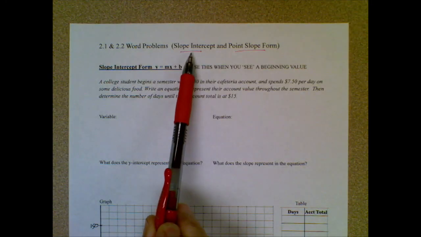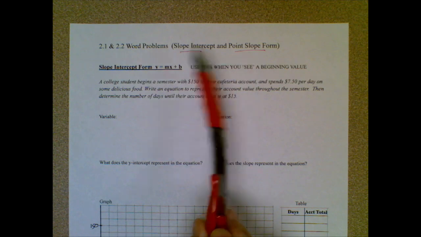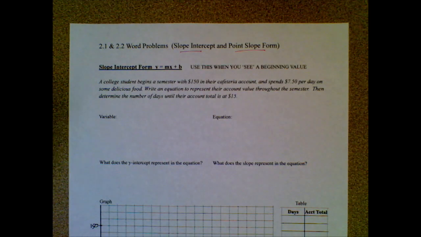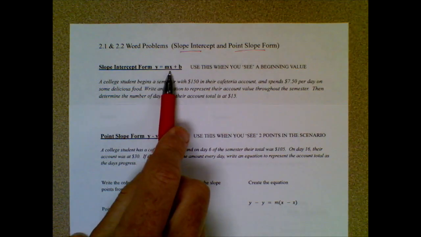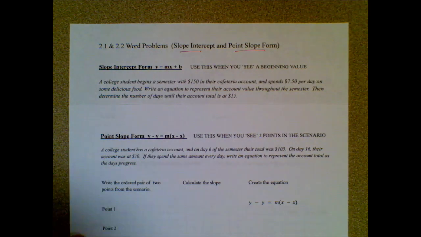You've become expert at slope-intercept and point-slope form. So now we're going to take a look at how those would show up in word problems. And we'll do some of those in y equals mx plus b form, some of those in y minus y1 equals m times x minus x1 form.